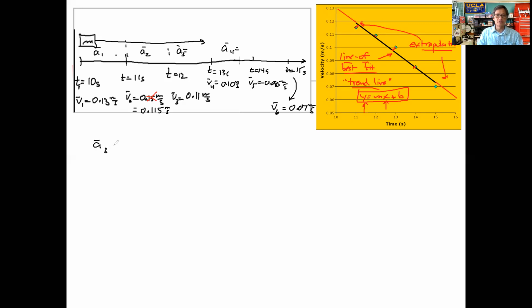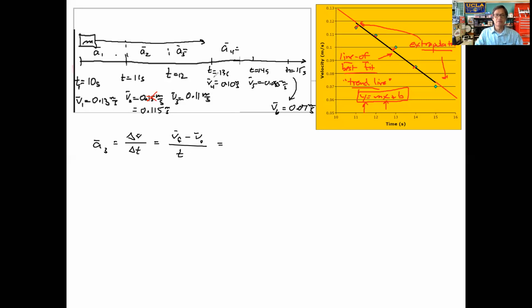Let's do the acceleration at interval 3 here. Okay, so the acceleration here is going to be the change in velocity over the change in time, which is v final minus v initial, all over the time interval here. Time interval here we'll just call t. Okay, so let's go ahead and indicate what we have.